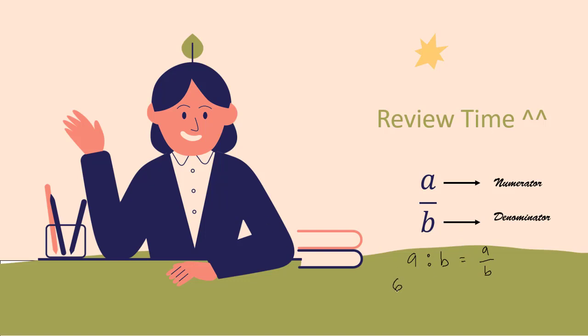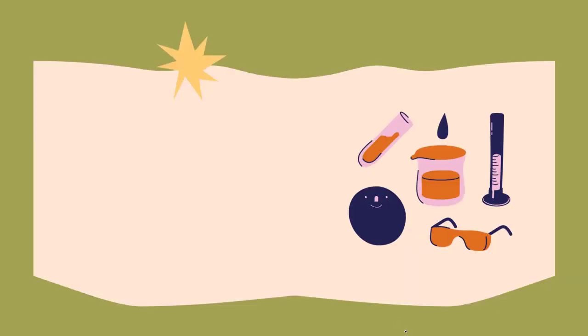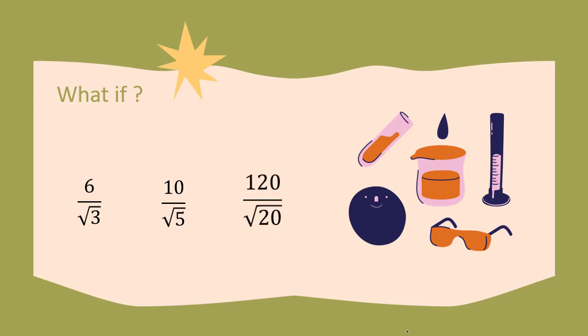For example, 6 over 3 is equal to, or 10, 20 over 5 is equal 4. But what if I have a fraction like this? 6 over square root of 3, 10 over square root of 5, or 120 over square root of 20. How to solve it?